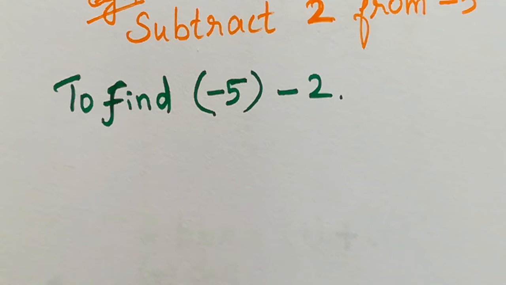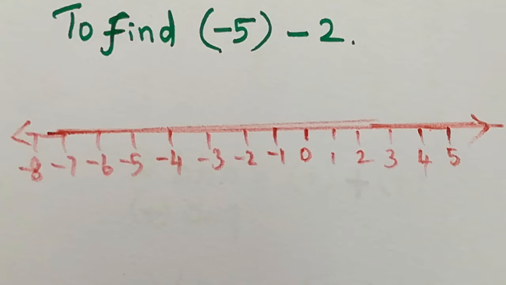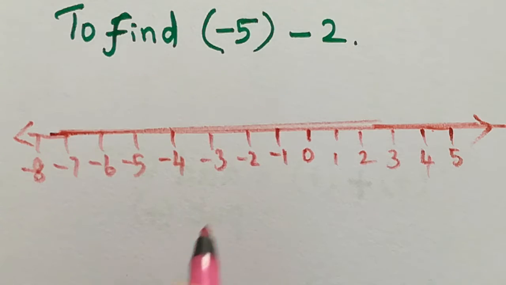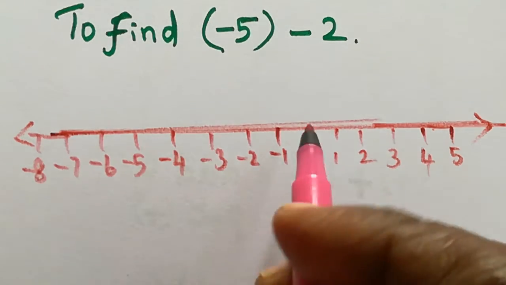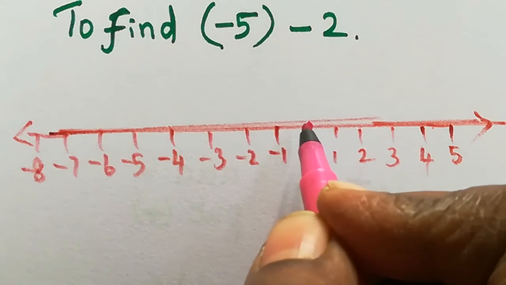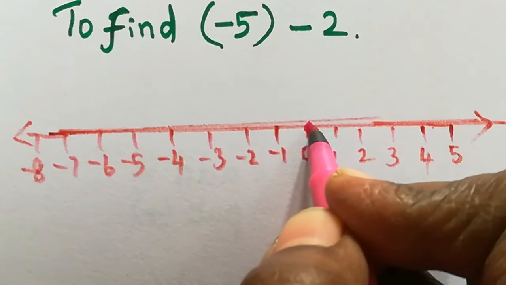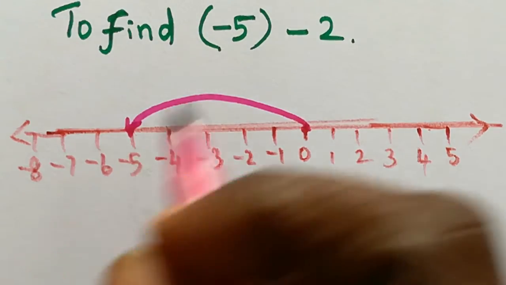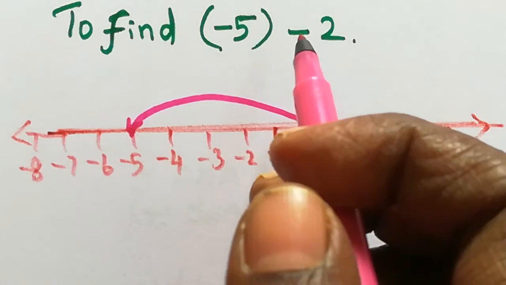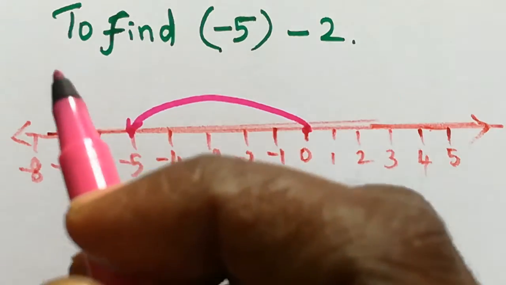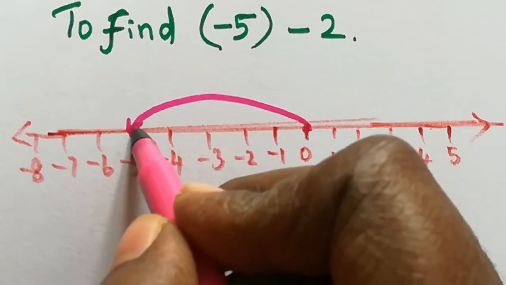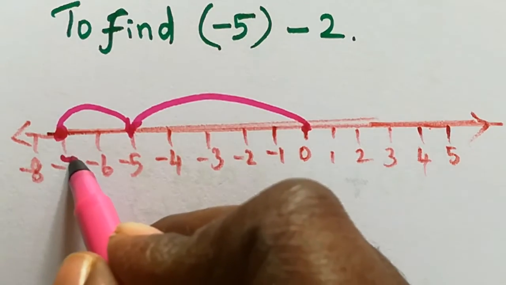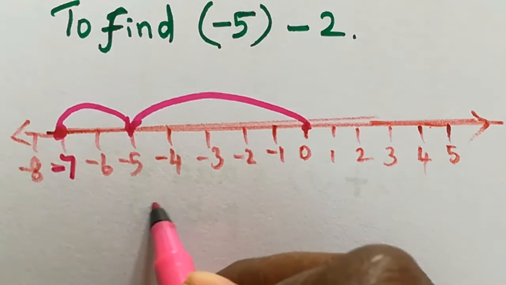Let us see it on the number line. First we have to move to minus 5, isn't it? Minus means before, so from 0 we have to move 5 steps backward, minus 5. So we have moved here. Next they have asked to move minus 2, so we have to move 2 steps towards the left. 1, 2. Where do we reach? At minus 7.